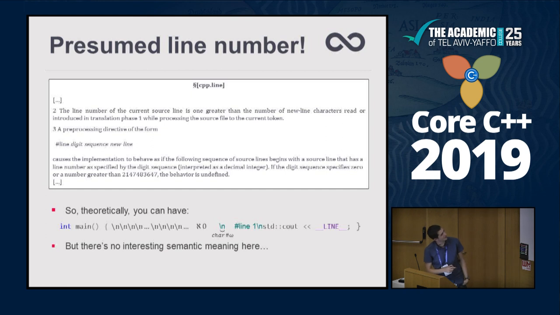But here the presumed line number can be updated using #line. So basically, if we write in main infinitely many new lines, and then do #line 1, backslash n, then use std::cout and print out __LINE__, this would work according to the standard, but it does not have any semantic meaning.